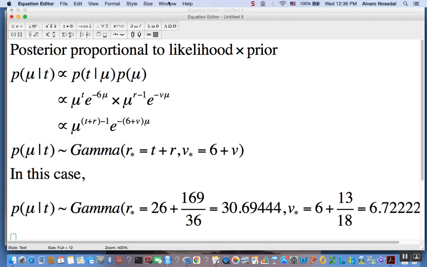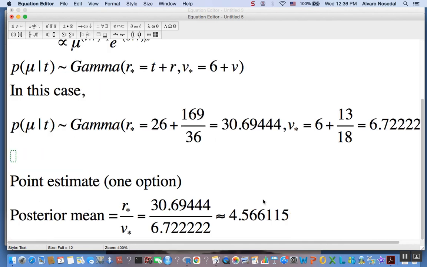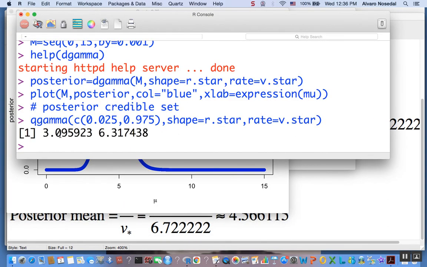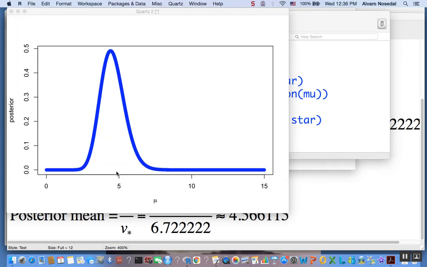Okay, so we end up with a posterior that is gamma, and then we can provide, for instance, a point estimate using the posterior mean, or we could do something different, like providing a credible set, as far as numerical summaries go, and a graphical representation of our posterior distribution. Make sense? Okay, well, that's it for now.